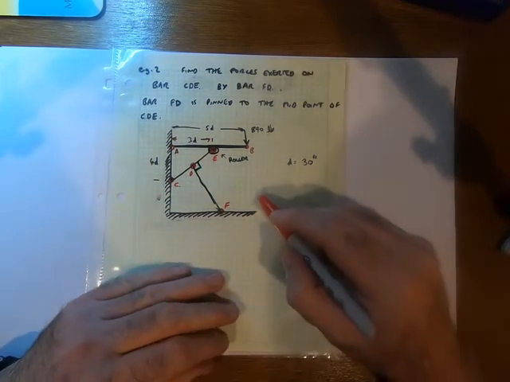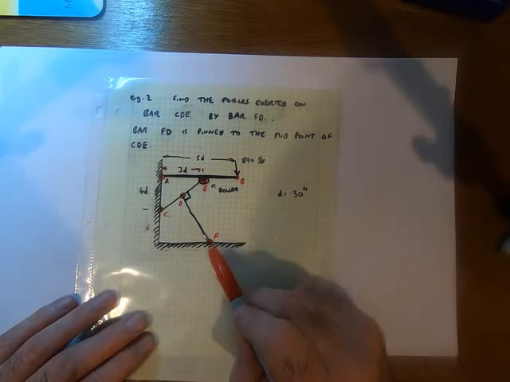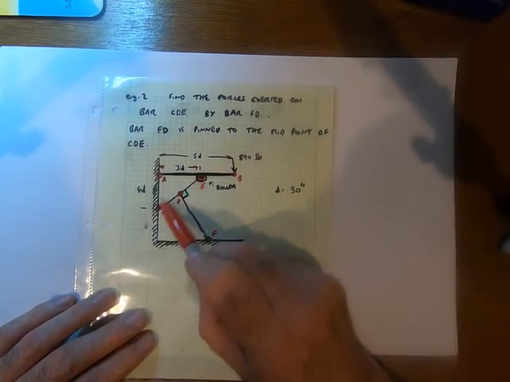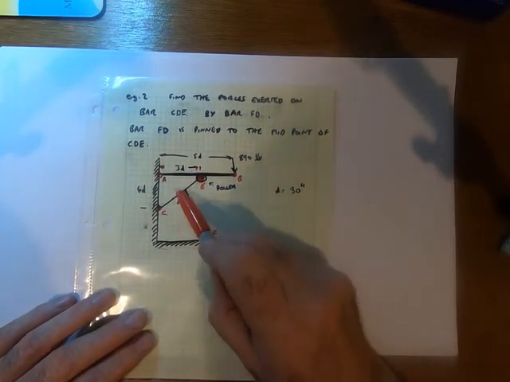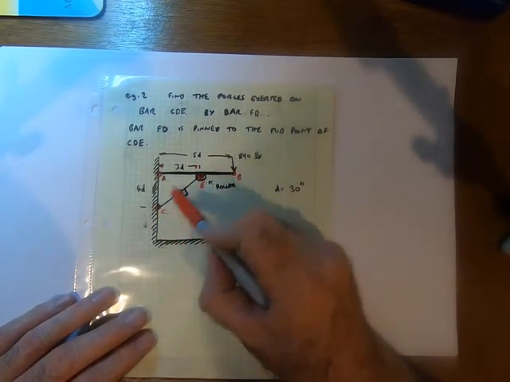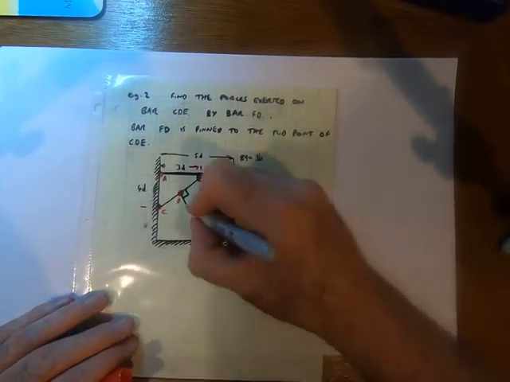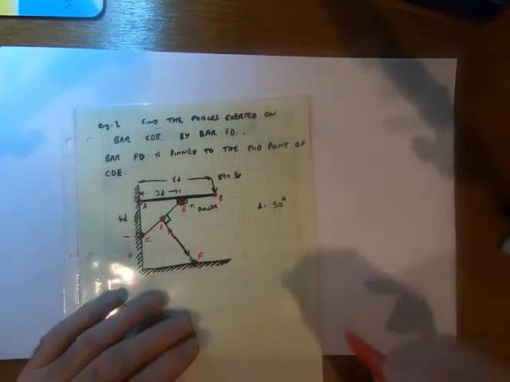So this is the sketch, and what they want is the force that this bar FD places on the bar CE, or CDE is one continuous bar here. So this is pushing up on this CDE bar. What's the force? So what they want is the force that this thing's in compression. What's the force in that bar?